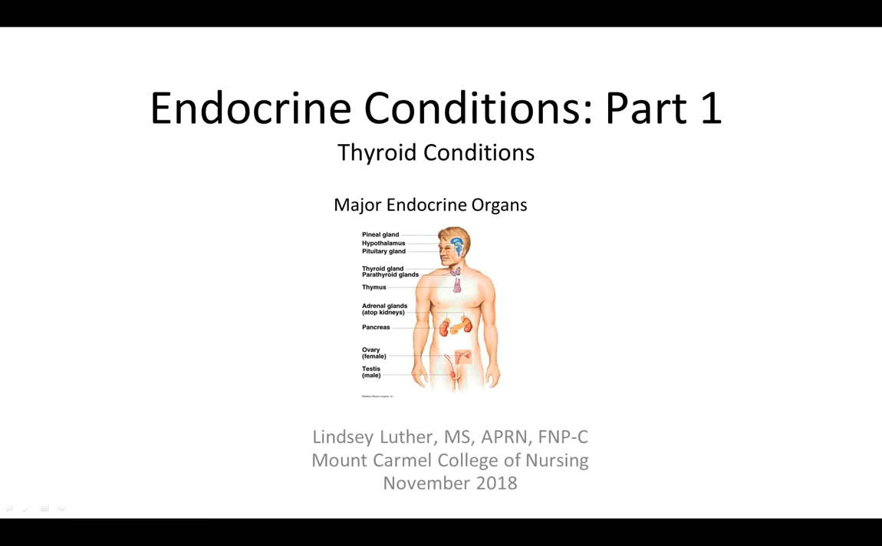And then finally, we will hit on the other conditions that are associated with the endocrine system. So these are mostly related to the parathyroid and the adrenal glands at the end part. We'll call it part 3.